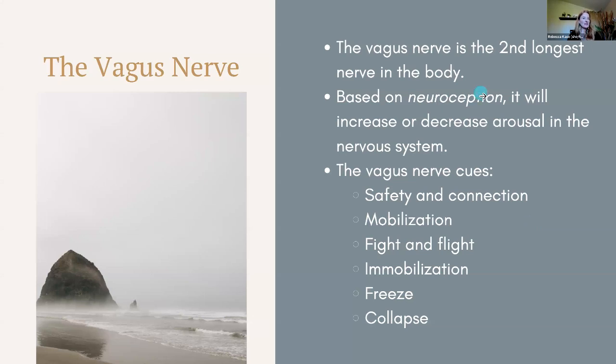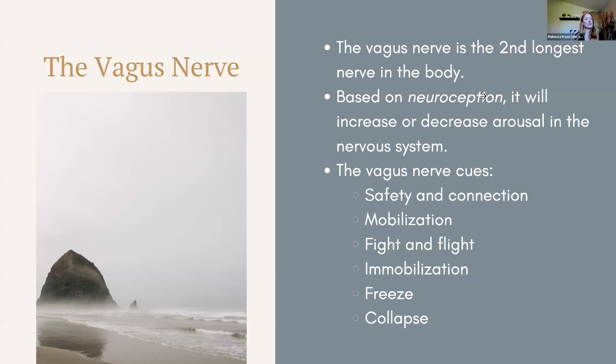So again, the vagus nerve is the second longest nerve in the body. It innervates a lot of places in your body. Vagus stands for wanderer or vagabond because this nerve gets around. It goes a lot of places. It connects to your face and your eyes and your inner ear and your throat, your heart, your lungs, and all of your digestive organs.